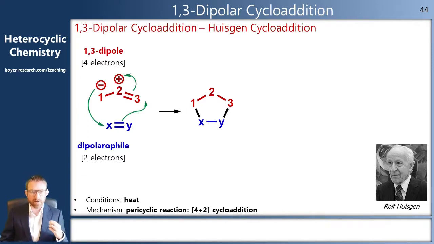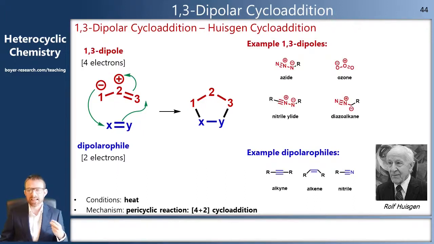These are a very useful family of reactions pioneered by Rolf Huisgen, and so sometimes they're called Huisgen cycloadditions. And what we're going to see is examples of 1,3 dipoles such as azides and nitrile ylides, but you may have also seen other examples such as ozone and diazoalkanes before. In terms of dipolarophiles, a pi system is all we need there really, so something like an alkyne, an alkene or a nitrile.